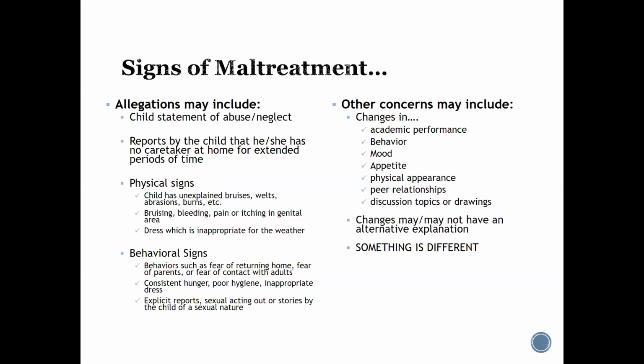Explicit reports, sexual acting out, or stories by the child of a sexual nature that would not necessarily be appropriate knowledge for their age. And so when you think about signs of maltreatment, it's really about your eyes and your ears, really taking stock of children's behavior, what they're saying, what they're not saying, what they're doing, how they look, and using that over time to really guide your interventions in support of them.